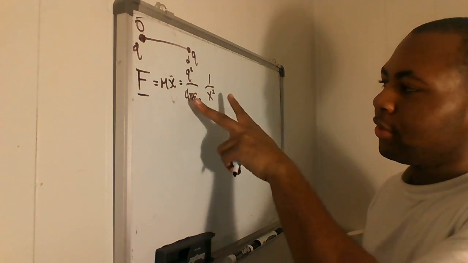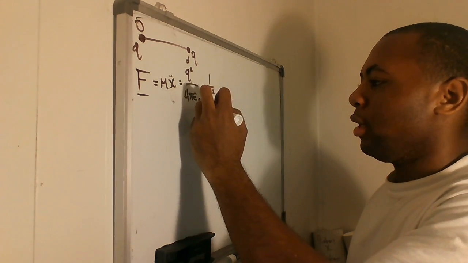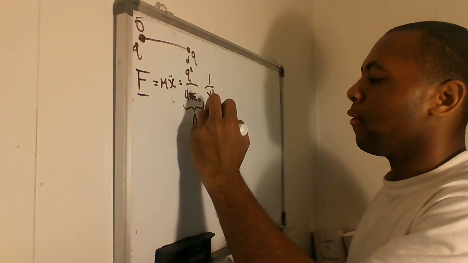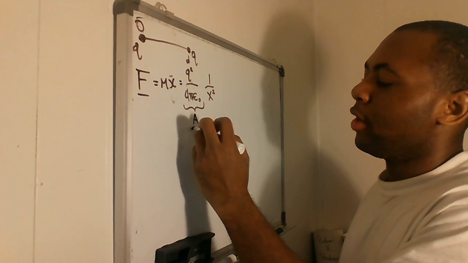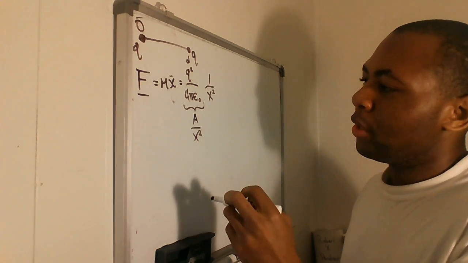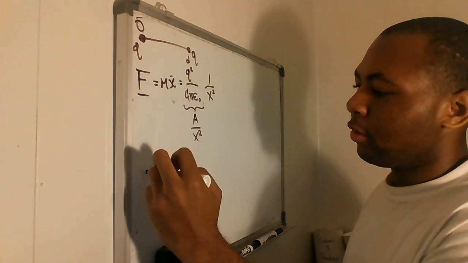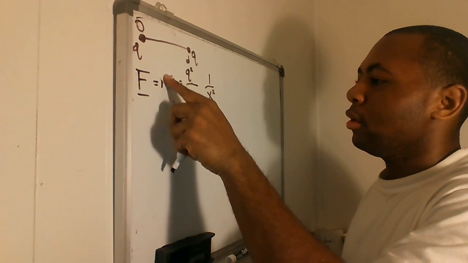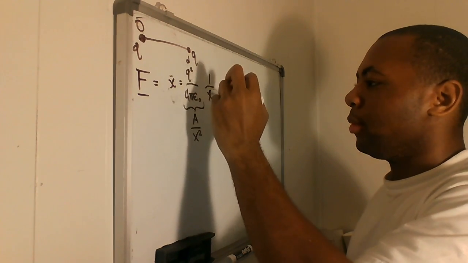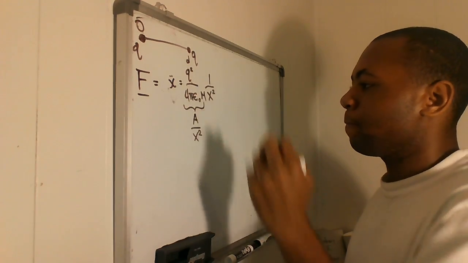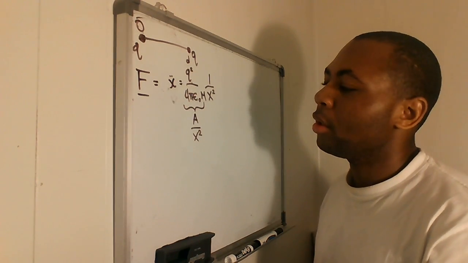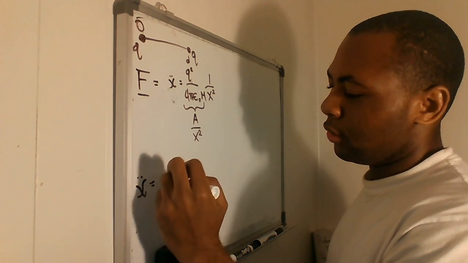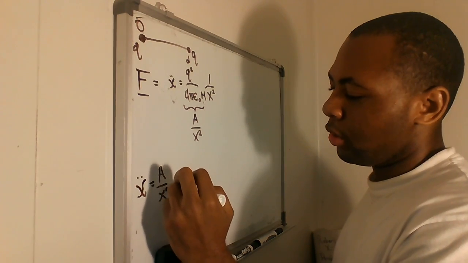So that means we have to solve this differential equation. In my notes, I saved myself some time and some stress by calling this A. So this is A over x squared. I divide by m so that you can actually get an A. Let's just divide by m, and we're going to call that A. The equation that we want to solve is x double dot equals A over x squared.